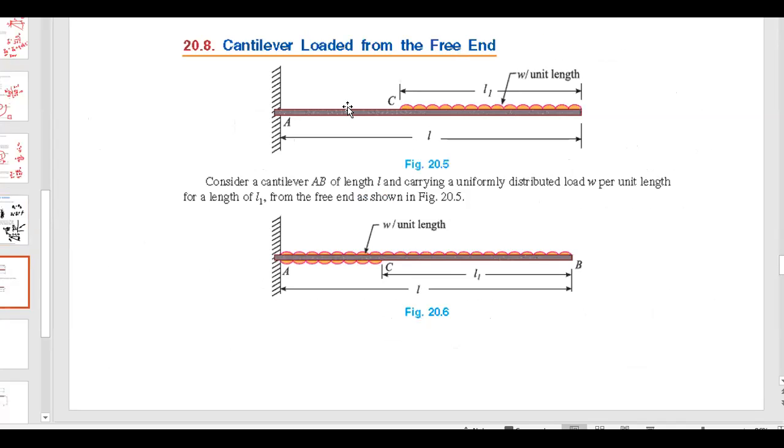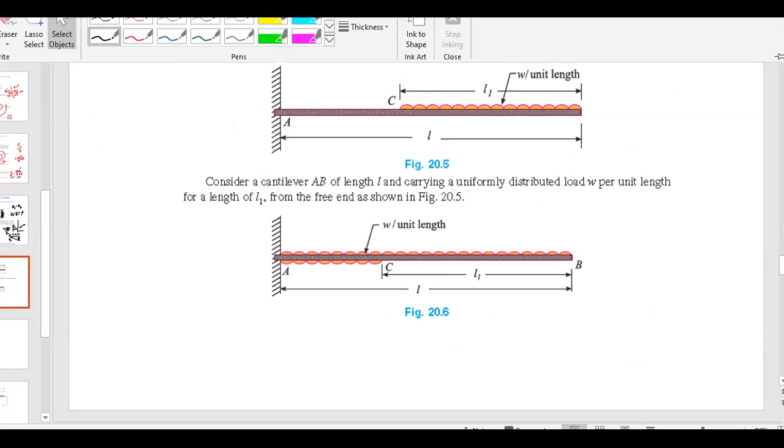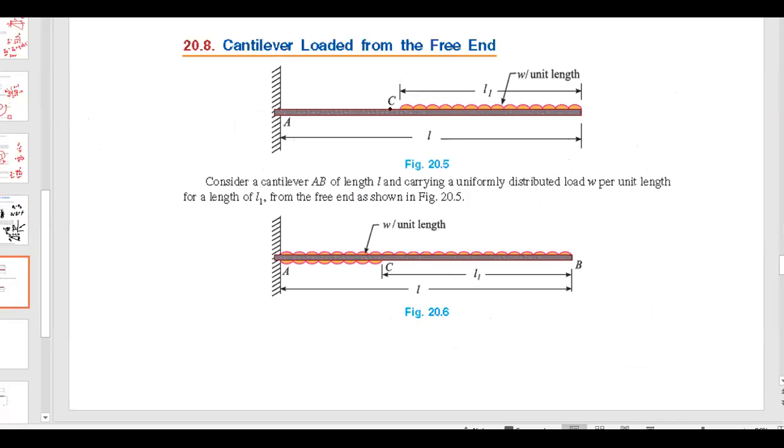Sir, if the UDL does not begin from the fixed end, how to solve this problem, sir? So we need to convert this beam. Such a beam, we assume the same UDL is present above and below. So it will be cancelled.